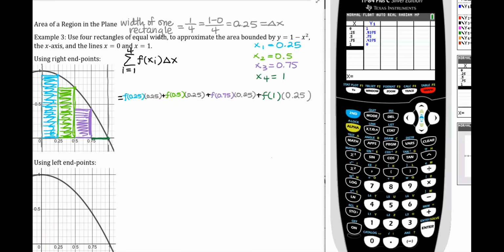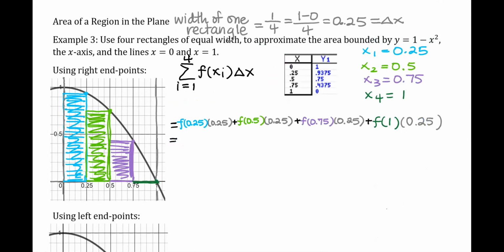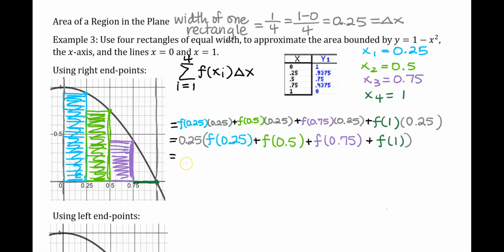this expression. So to make evaluating this a bit easier, I'm just going to pull a 0.25 out from this entire expression, since every term has a 0.25, and then that's going to leave us with this on the inside of the parentheses, and then we will add f of 0.5 and add f of 0.75, and then finally add f of 1.